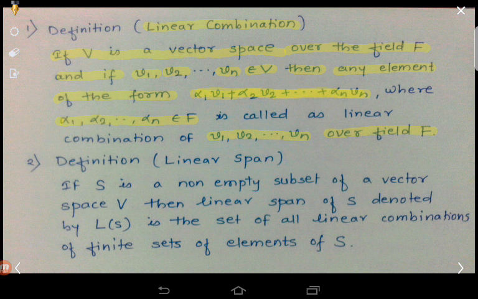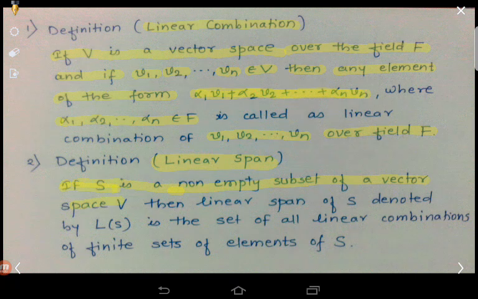Now let us see another definition, linear span. If S is a non-empty subset of a vector space V, we don't know how many elements are present in the vector space, and therefore we cannot predict how many elements are present in the subset S. But still we take one subset which is non-empty of the vector space V.